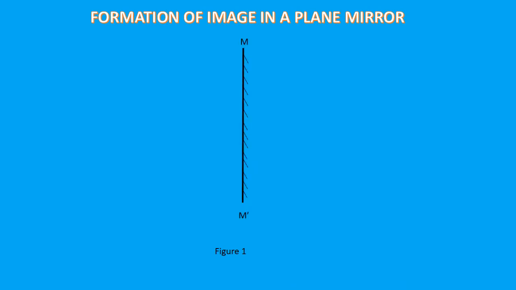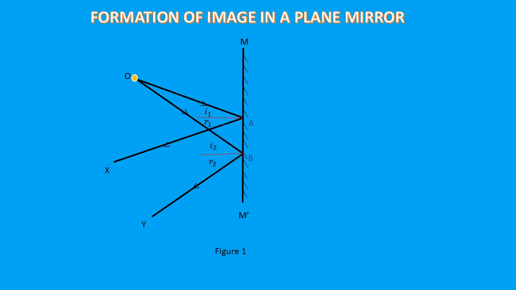Let us see the formation of image in a plane mirror. Let O be a point source of light. It reflects light in all directions, but we need only two light rays to locate the image. Let OA and OB be the two incident rays that are incident on the plane mirror MM', and let AX and BY be the reflected rays.